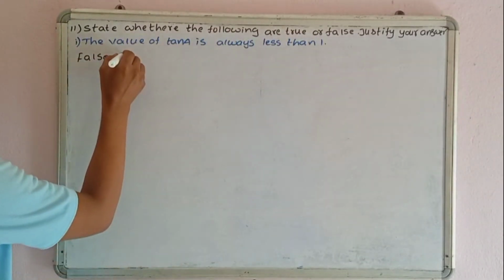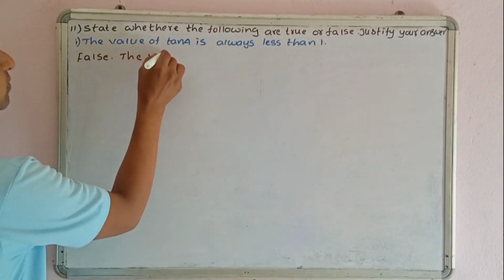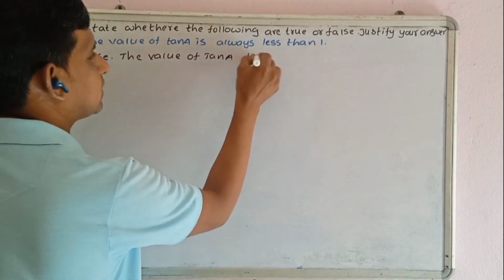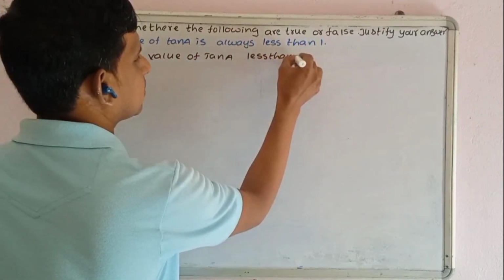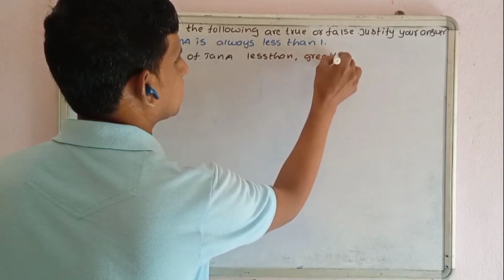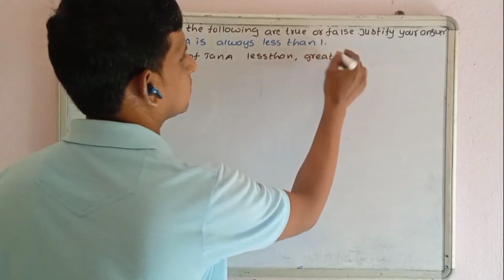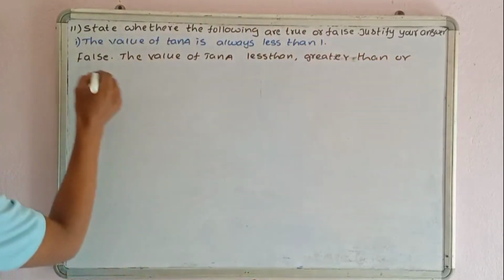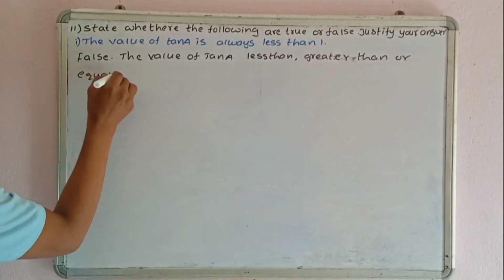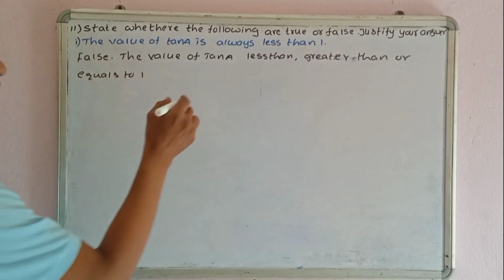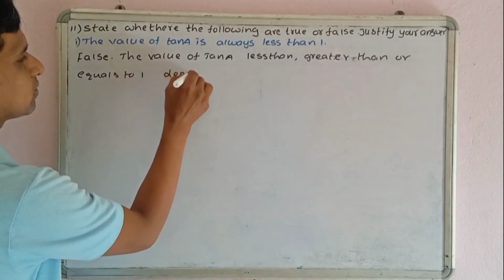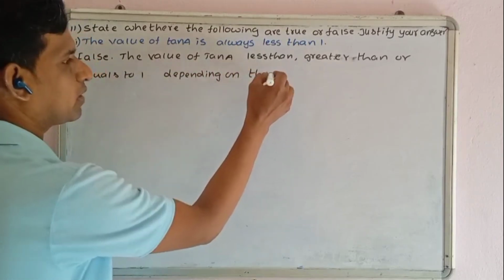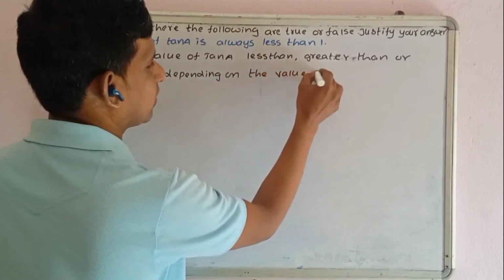The value of tan A may be less than, greater than, or equal to 1, depending on the value of A.